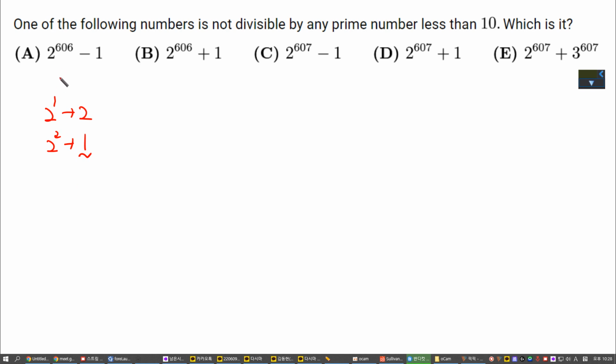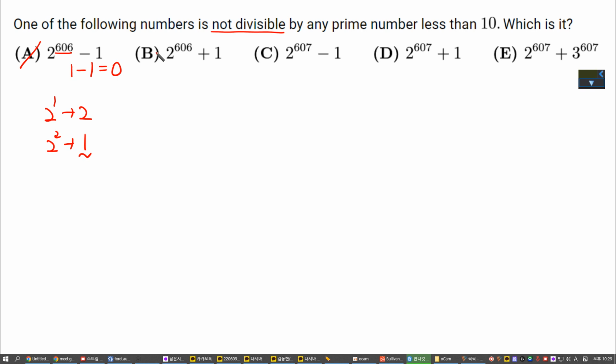Because 606 is an even number, the even power makes the remainder 1 when divided by 3. So it's 1 minus 1, so the remainder is 0. That means this number is a multiple of 3. So that's not the case we want. We want a number not divisible by any prime number.